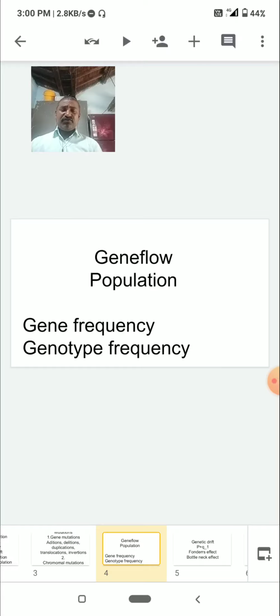The gene flow rate can change according to migration: immigration and emigration. The movement of alleles from one population to another is called gene flow.